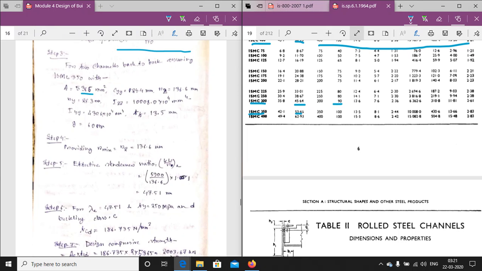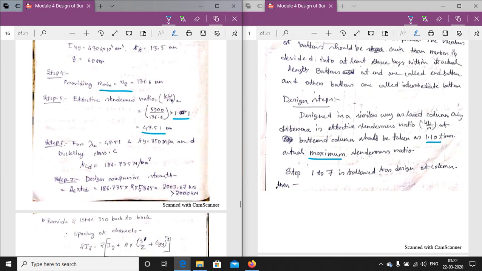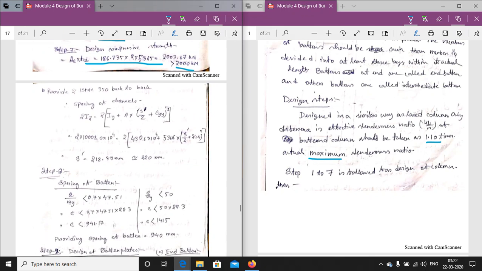Step 4 in the design was providing rz equal to r minimum. So providing r minimum equal to 136.66. Now the effective slenderness ratio will be 1.1 times the actual maximum slenderness ratio, which equals 47.51. For lambda e, fy equal to 250, and class C because it is a channel section, FCD is equal to 186. So A into FCD is 2003.67, which is greater than 2000. So we can proceed with the design.